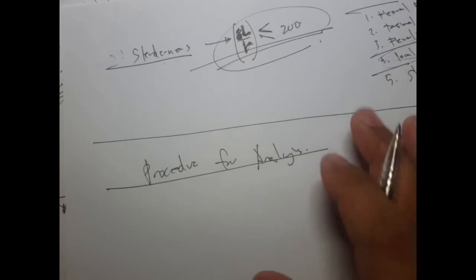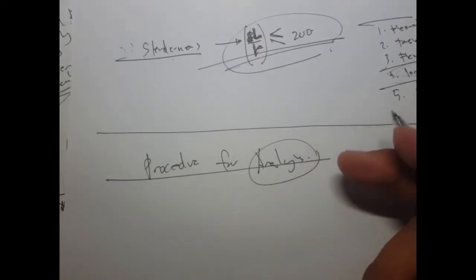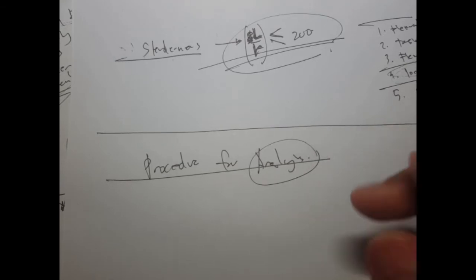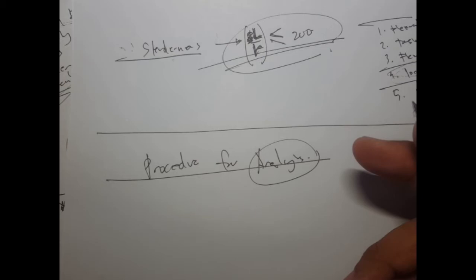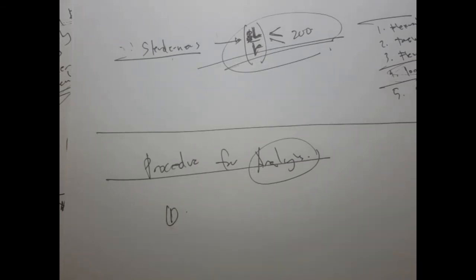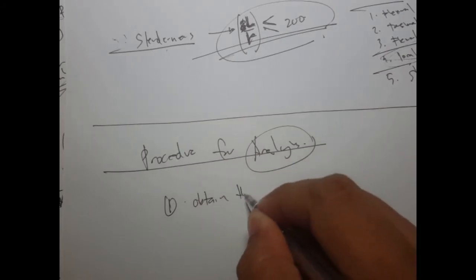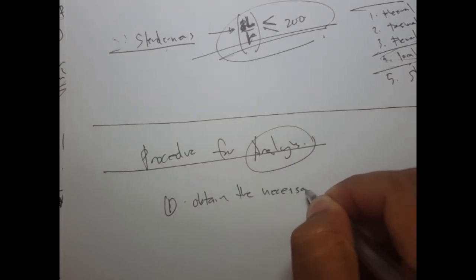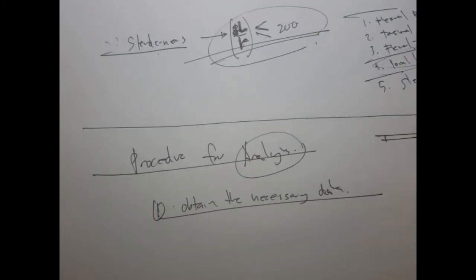Okay, so again, when we say analysis, we have the cross section, we have the geometry, we have the details, and we just have to find the capacity, or the load, how much load it can carry. So the first step is to obtain the necessary data. For example, you're given this section and it has some details.